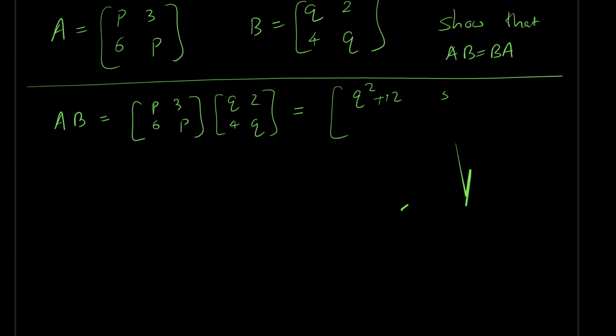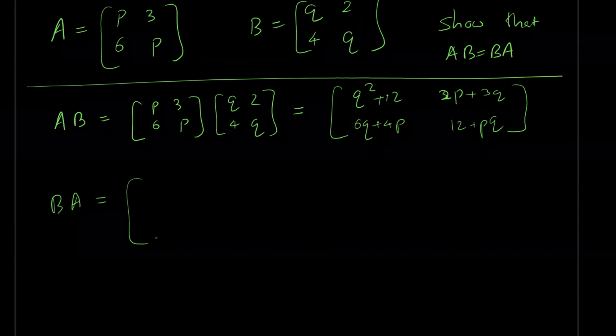So 2P plus 3Q. And second row, first column, 6Q plus 4P. And second row, second column, 12 plus PQ. Right? And then BA. Remember, matrix multiplication is not commutative. That means the order matters.